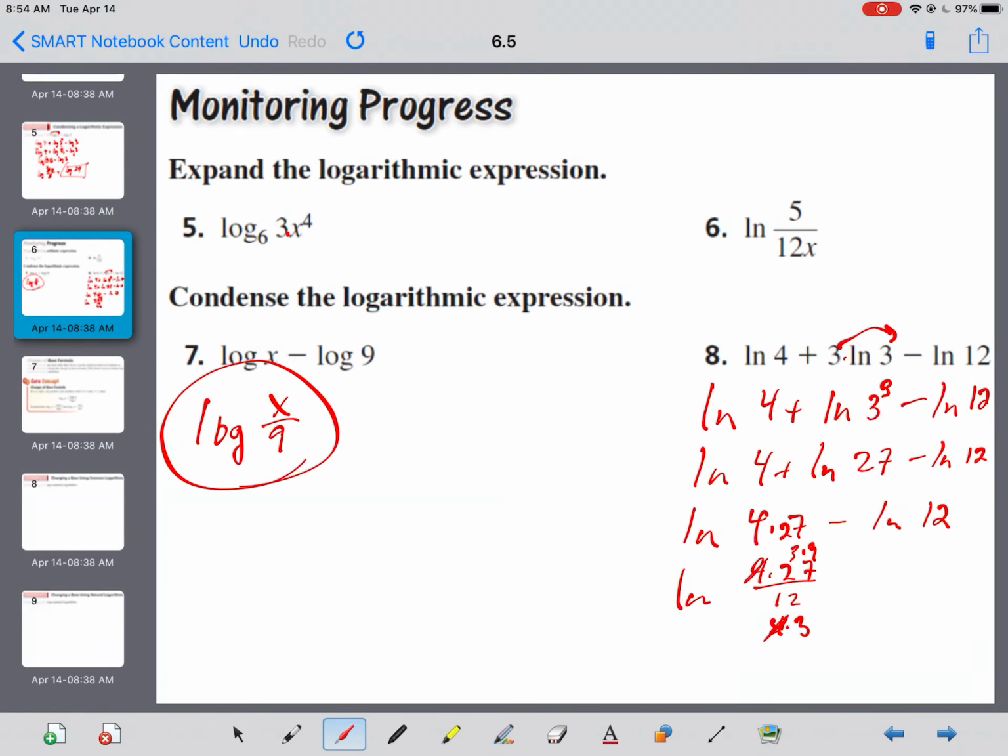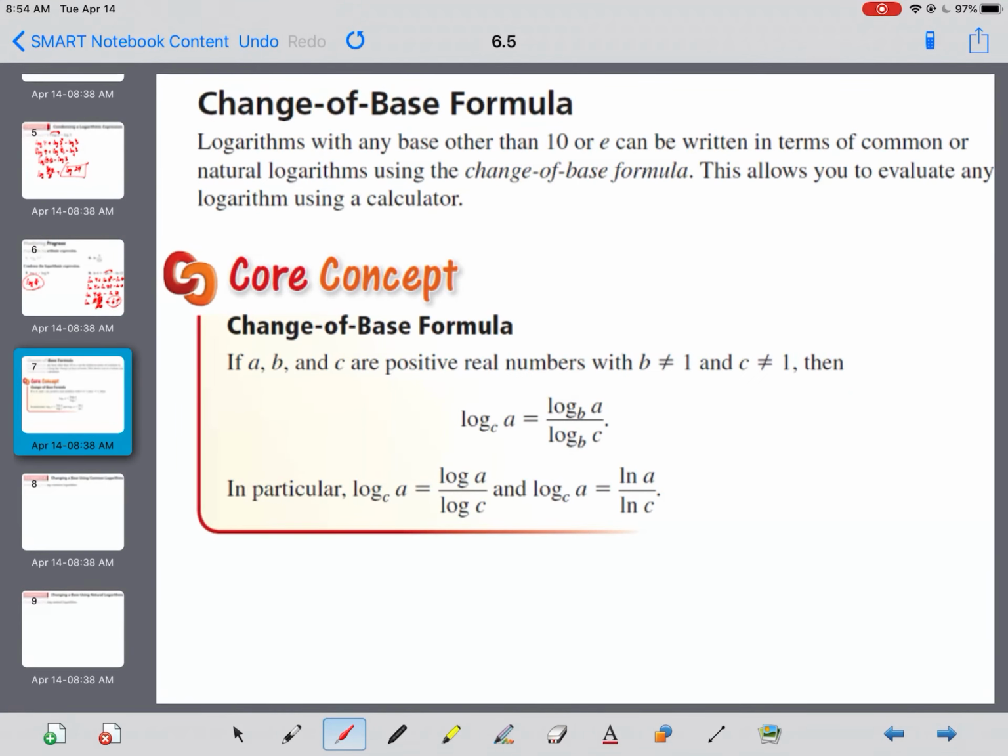And the reason I left it that way is because 4 is 4 times 3 and 27 is 3 times 9. And if we scratch the 4's top and bottom, we scratch the 3's top and bottom, all we have left is ln of 9. Okay? Easier than making the numbers bigger and trying to reduce them.